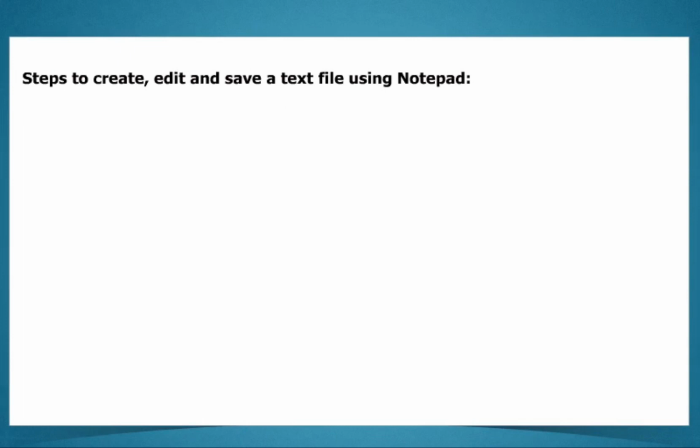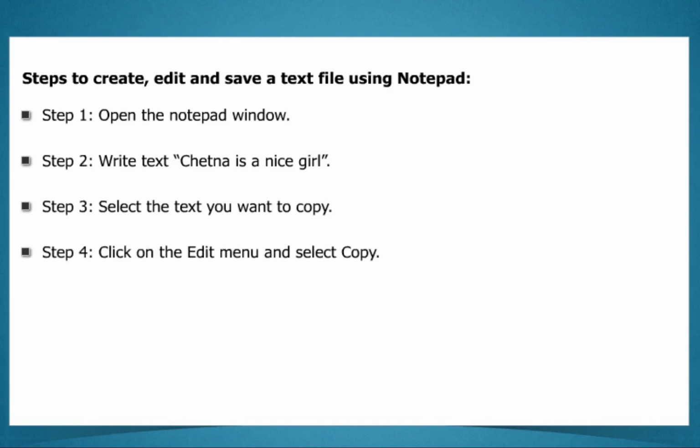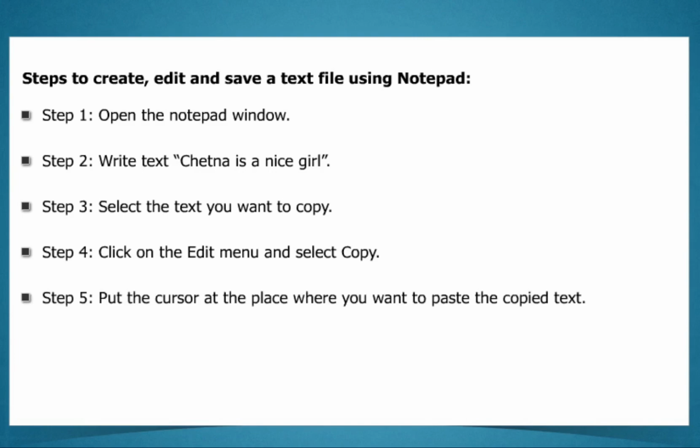To summarize, let's see the steps to create, edit, and save a text file using Notepad. Step 1. Open the Notepad window. Step 2. Write text, Chetna is a nice girl. Step 3. Select the text you want to copy. Step 4. Click on the Edit menu and select Copy. Step 5. Put the cursor at the place where you want to paste the copied text. Step 6. Click on the Edit menu and select Paste.